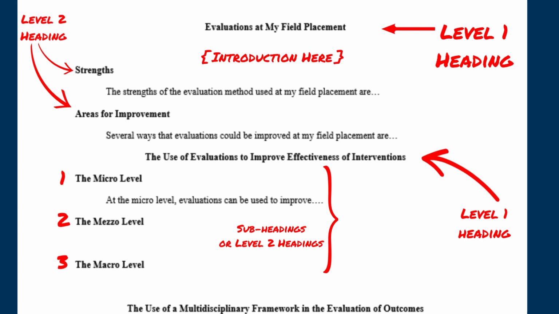And then finally, they want to know how a multidisciplinary framework and other knowledge of, how did the professor put it, how knowledge of the social environment and person and environment could be applied when evaluating outcomes. I'm going to have a third main heading that says the use of a multidisciplinary framework in the evaluation of outcomes.